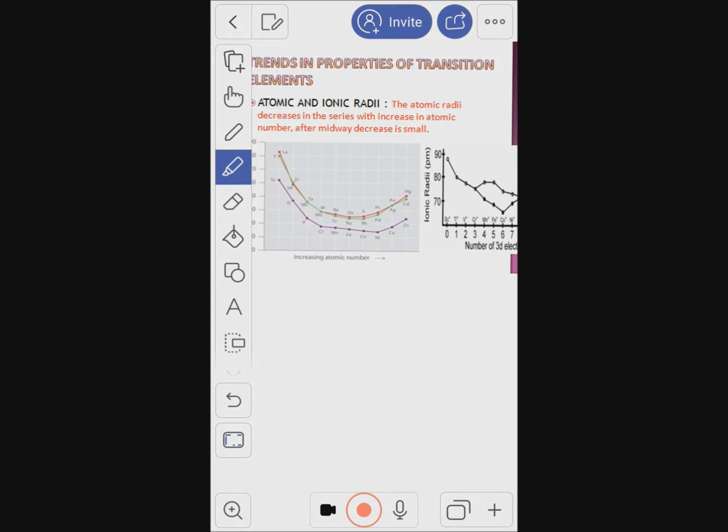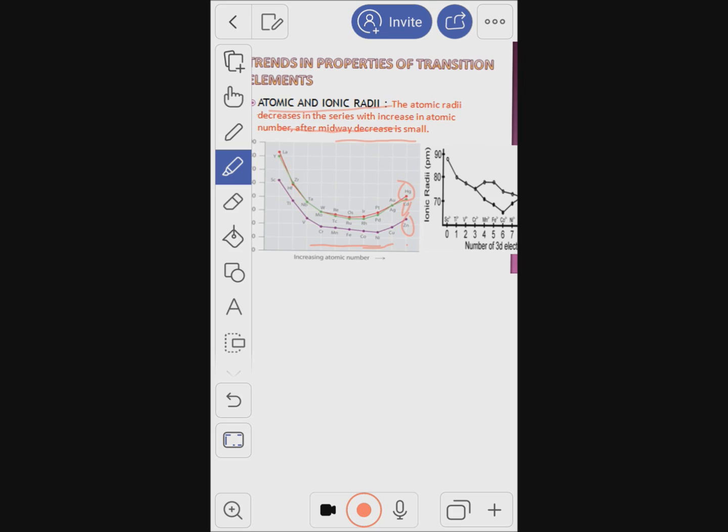Trends in properties of transition elements. Atomic and ionic radii, they regularly decrease in the series at the midway, like this. After the midway, the decrease is small. There is small decrease after the midway, and in case of zinc, cadmium, mercury, there is slight increase.